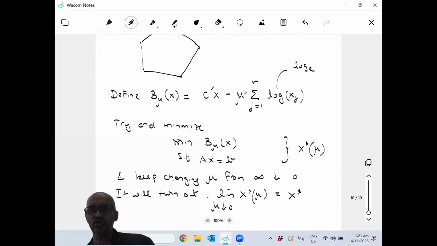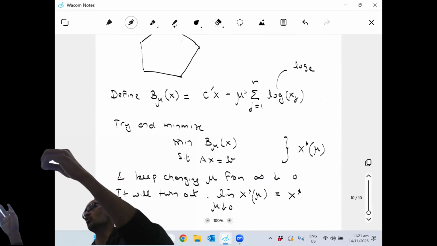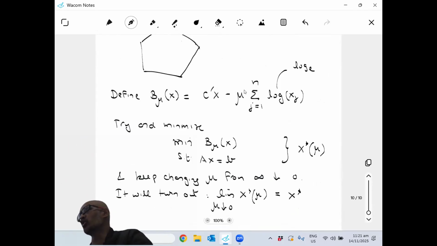So what's going to happen is you're going to start with some mu. You're going to solve the problem. You're going to change mu and roughly solve the problem, and keep repeating this. Keep trying to decrease mu till you are guaranteed to have an optimal solution as mu goes to zero.